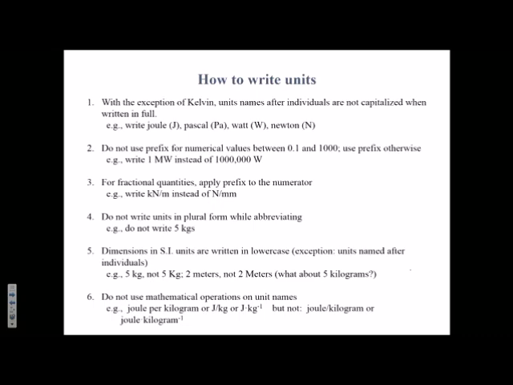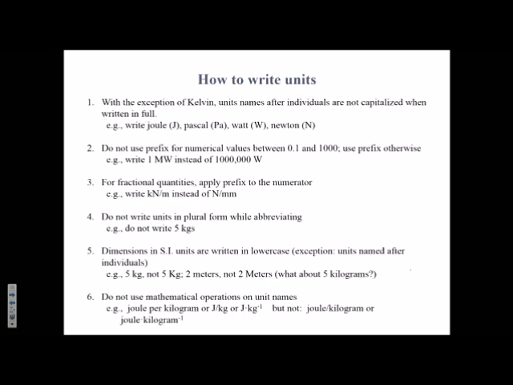Don't write units in plural form while abbreviating. So when you're abbreviating, if you want to write 5 kilograms, don't write 5 kgs. Why? Because if you put S over there, people might think you're writing kilogram second. S might be construed as the short form for second.